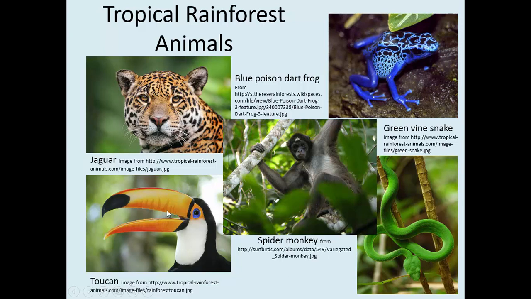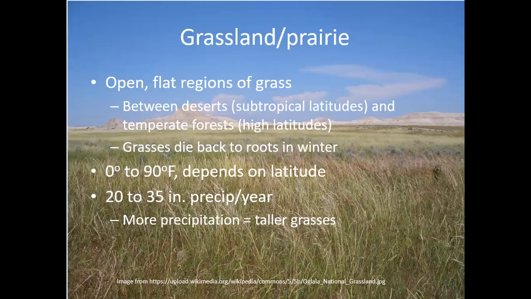Toucan, lovely birds that don't hide sometimes as well, but I think they're mimicking kind of tropical flowers that grow in the rainforest to help them hide a little bit. Spider monkeys, and then there's all kinds of beautiful frogs and snakes that live in tropical rainforests.